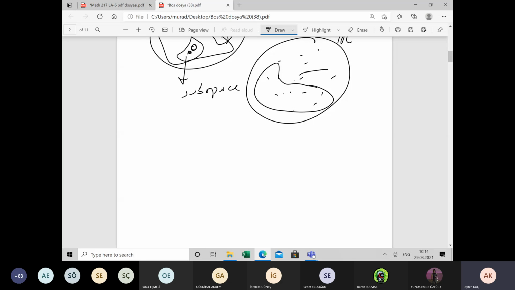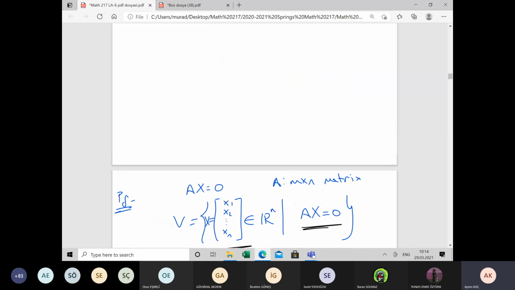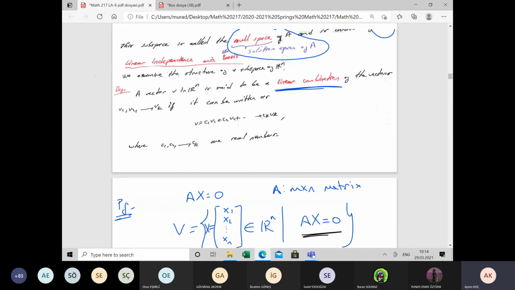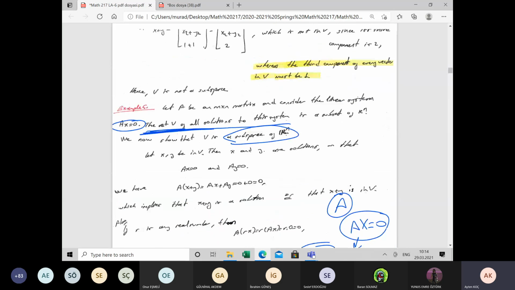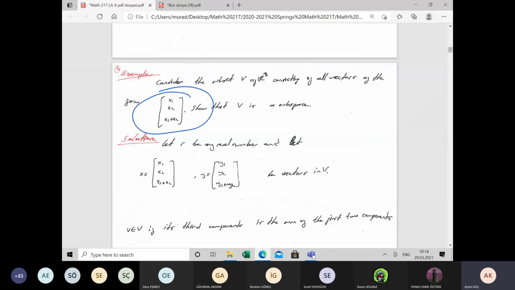For example, choose the subspace here. Which one? This one is not a subspace, and this one is a subspace. This one is our space R cube. This one is a subspace V, for example. V contains infinitely many vectors. It is not possible to write all of them.